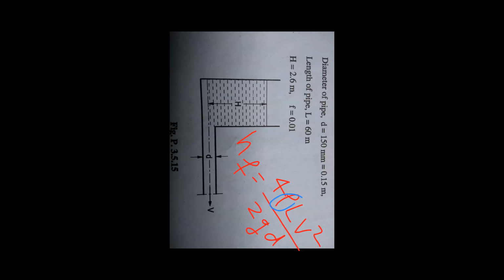We know this F, we know this L, we know the diameter, we know the gravitational constant. We don't know this HF. What we know is capital H. Capital H is the summation of all these losses. Correct? So capital H we know. Now how do we solve this problem?